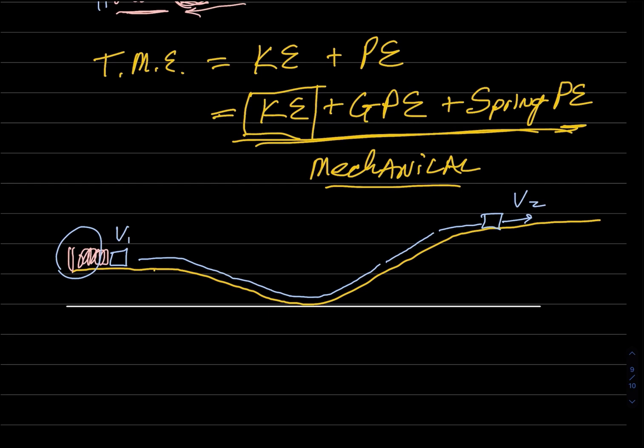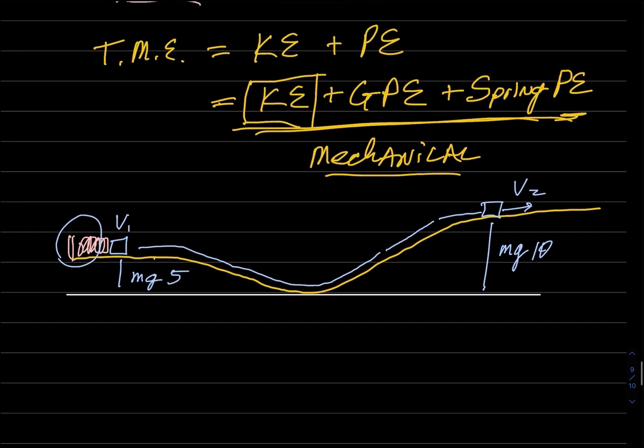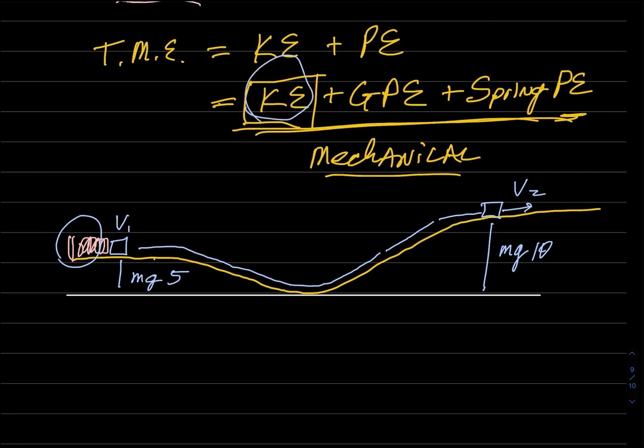Without reading the problem super carefully, I just looked at it and I said, it didn't change. There was nothing to change. But that's not true. The total mechanical energy did not change. But the gravitational potential energy increased, because here it was mg times 5, and here it's mg times 10. So keep those separate in your minds: kinetic energy, gravitational potential energy, and potential energy from a spring.